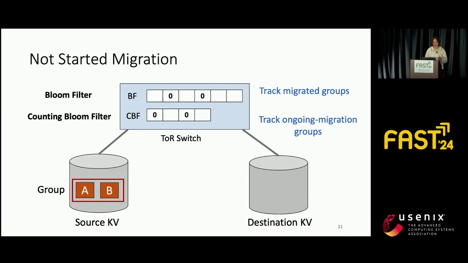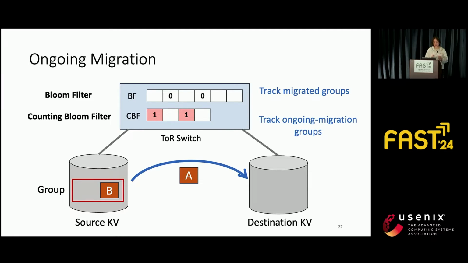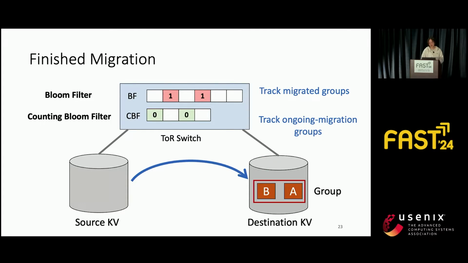Here's an example of how the BF and CBF change. At the beginning, all the BF and CBF entries at the switch are initialized to 0, and the group is not migrated. When the migration starts, the switch gets notified. This group starts migration, so the CBF entry is set to 1. As the migration moves on, all the entries in this group are migrated to the destination. The switch also gets notified. The CBF is cleared, and the BF is set to 1 to indicate this group has been migrated.